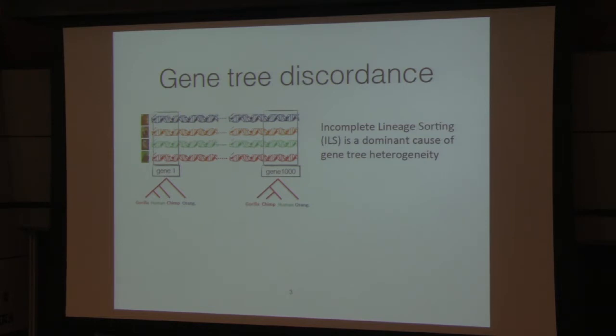But this is real. This is not just a mistake. And the main cause for this heterogeneity is something called incomplete lineage sorting. So incomplete lineage sorting is a population-level process that makes discordance between different parts of the genome.